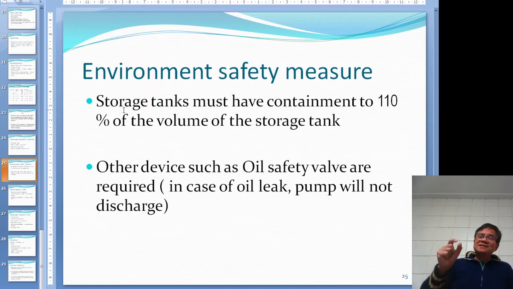Now, in case of a leak, you need to have a containment. That means for the oil tank outdoors, you use concrete, just build around the oil tank. And the volume of that area has to be 110% of whatever volume is in the storage tank, in case there's a leak, so the containment can contain all the oil leak. Okay.